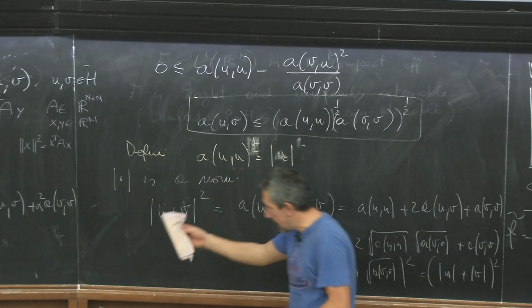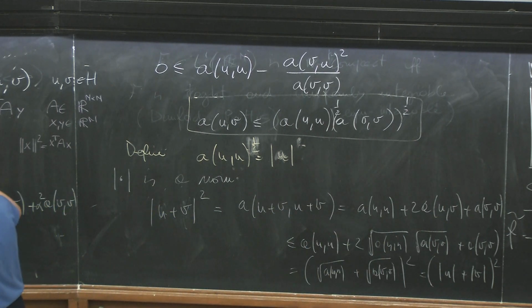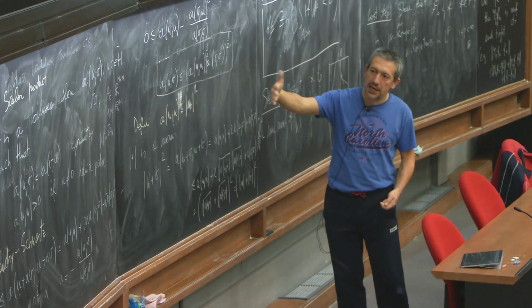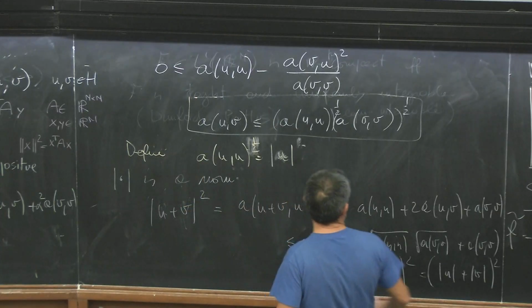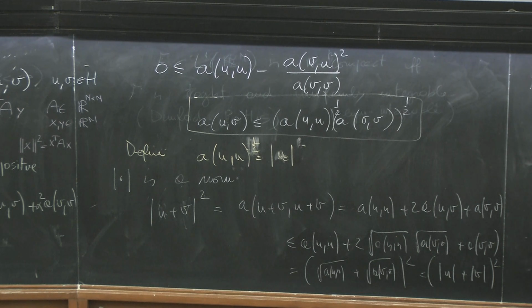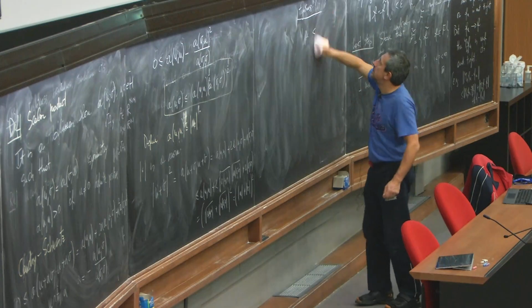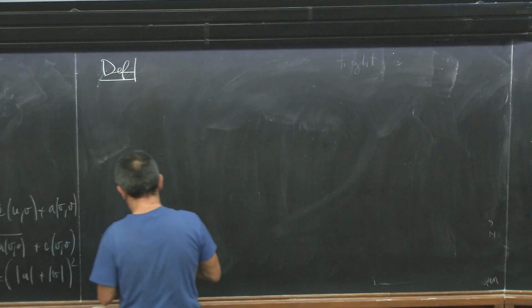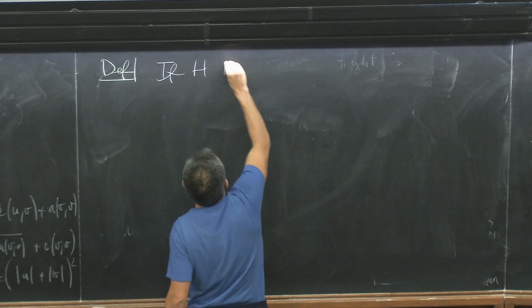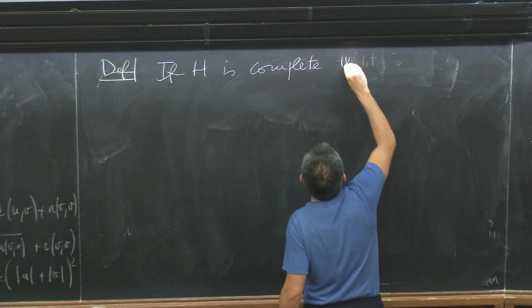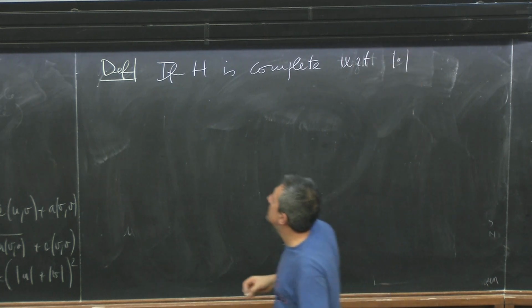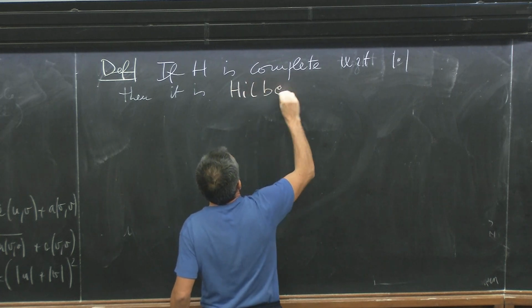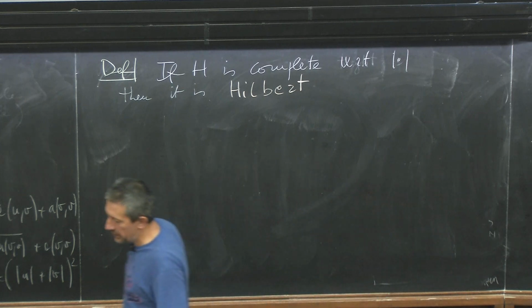Okay, so we discover that the scalar product, which is definite positive, induces a natural norm, and so the space is at least a normed vector space. So when it is complete, we have that it is a Hilbert space. If H is complete with respect to the norm induced by the scalar product, then it is Hilbert. Okay, so finally we arrive at the definition of Hilbert space.